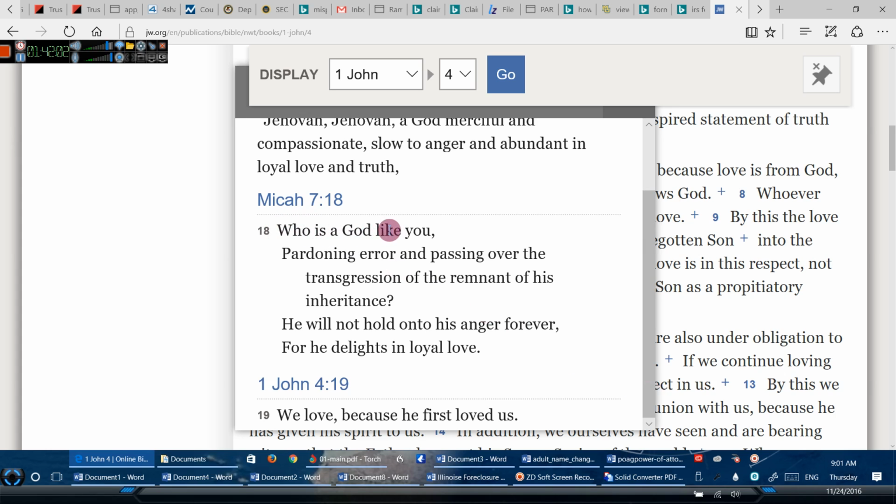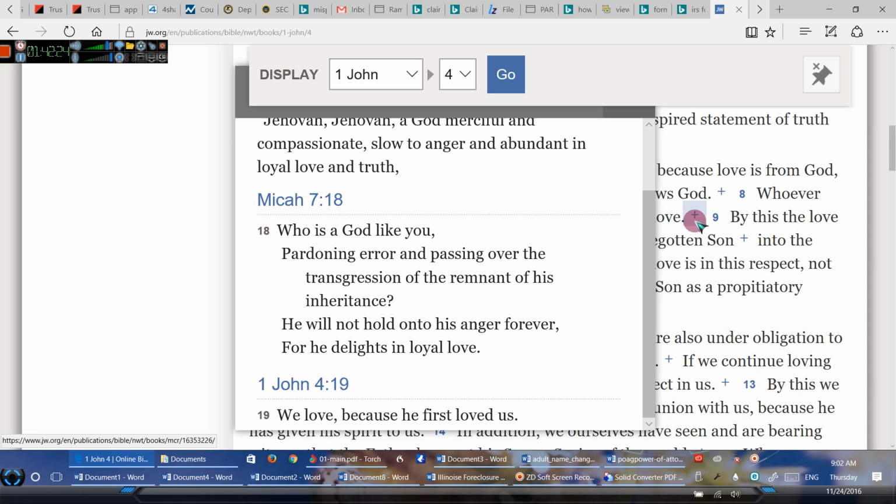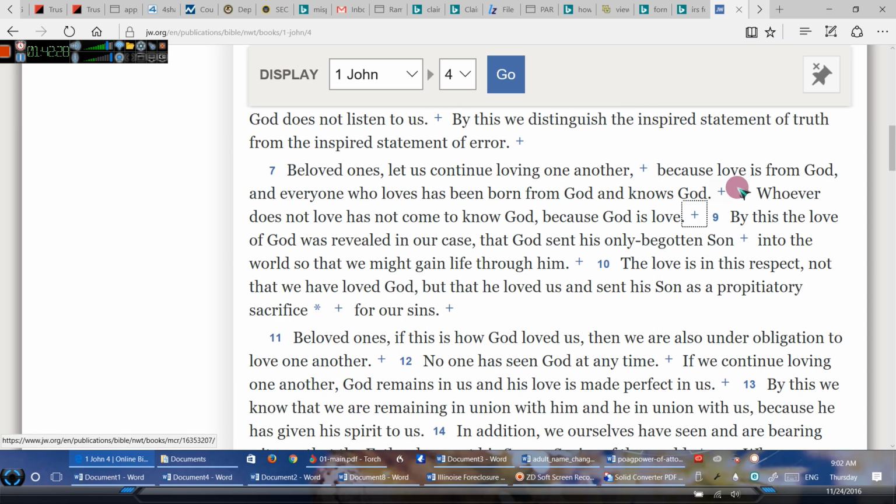Who is a God like you, pardoning error and passing over transgression of the remnant of his inheritance. He will not hold onto his anger forever, for he delights in loyal love. And then 1 John 4:19, same chapter we're in here. We love because he first loved us. Again, reference scripture. Backed up. Every scripture in the Bible is backed up by at least 3. That's how we know. That's why these are here.